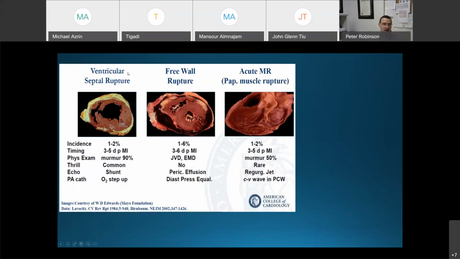So ruptures: you can have either a VSD, where the rupture occurs within the septum and the flow goes from left ventricle to right ventricle, or a free wall rupture, where it starts bleeding into the pericardial space. All of these have an incidence somewhere between 1% and 6%, even in the revascularization era. Their timing occurs somewhere between 3 and 5 days. It can be as early as 2.5 days. I can tell you that for sure.